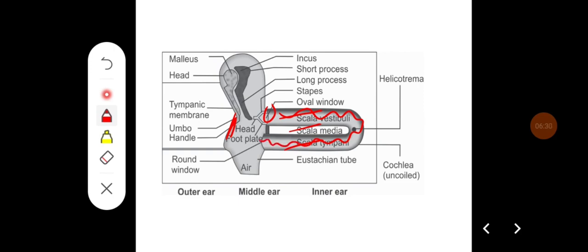Okay, so vibration of the scala vestibuli also leads to vibration of the scala media, which harbors the organ of Corti. Within it there are hair cells. The distortion of the hair cells is going to produce the action potential which reaches the brain, and the sound is sensed by the brain in this way.